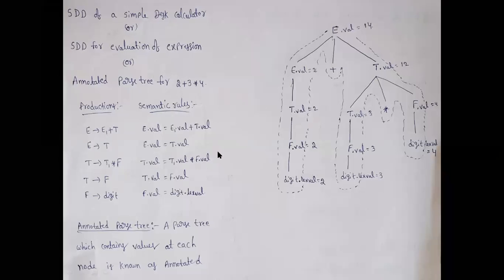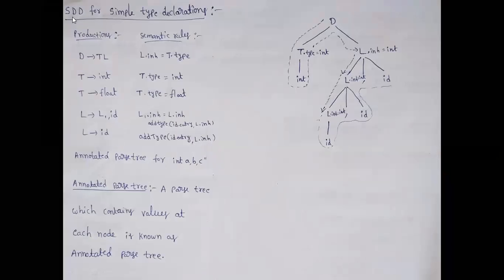Then next one, another example. So SDD for simple type declaration. Okay. So syntax directed definition for simple type declaration. So type declarations ని ఎలా యూజ్ చేస్తారు అనేది ఇస్తున్నారు. So productions they gave, semantic rules also they gave. Okay. So what are the productions here? D produces T L, and T produces int, and T produces float, and L produces L comma ID.